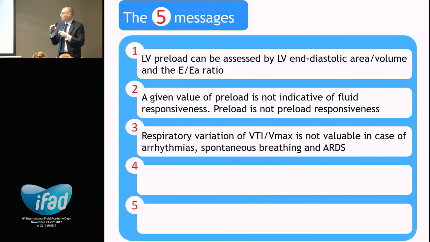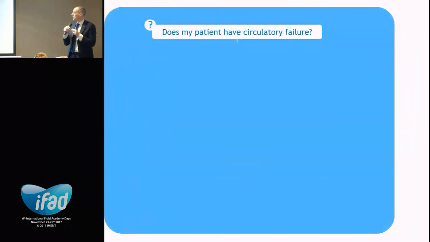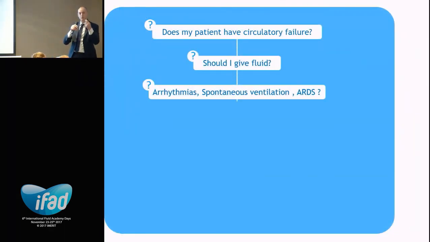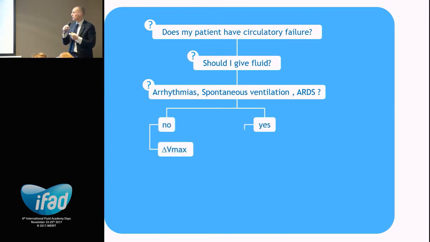So respiratory variation of VTI or Vmax is not valuable in case of arrhythmia, spontaneous breathing, and ARDS, and that's, again, an important message to bear in mind. It means that if we want to build a very simple algorithm, should I give fluid, the first question is, are there arrhythmias, spontaneous breathing, or ARDS? If no, I can use the changes in VTI. If yes, I need something else.